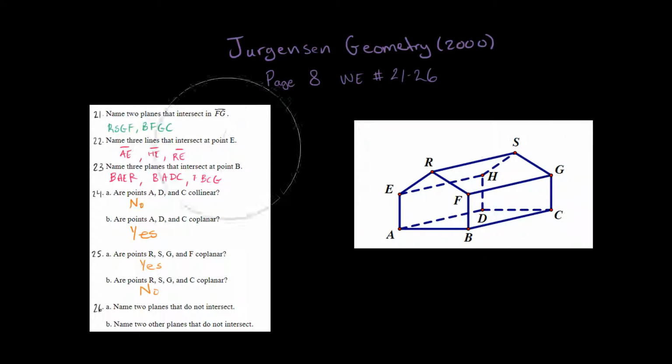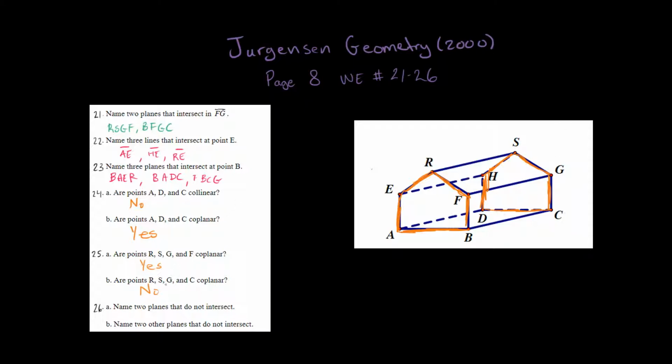Number 26 asks, name two planes that do not intersect. When planes do not intersect, they don't have any lines or points in common. So for example, if I want to start by taking a look at this face right over here, then I'm just going to find another plane that it has nothing in common with. I can't take this upper piece because it has this line in common. I can't have this back piece because they have this line in common. But what I can take is this back face right over here, because these two have nothing in common.